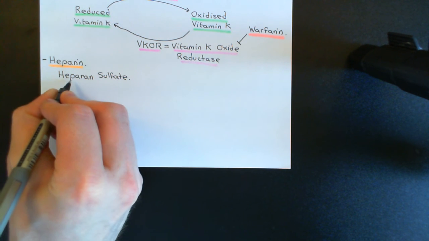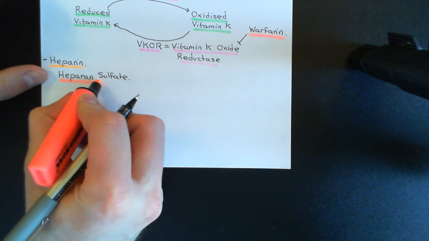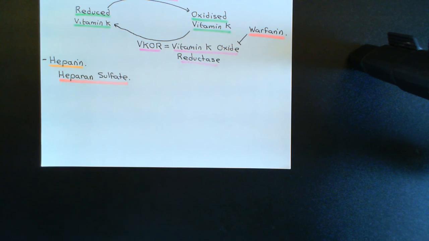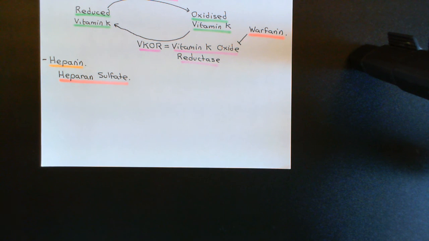Heparin is very similar to heparan sulfate. It's another big carbohydrate molecule. Now we get heparin, I believe, from beef liver, so from cows' livers. And what you can do is you can inject heparin, or give it by subcutaneous injection.